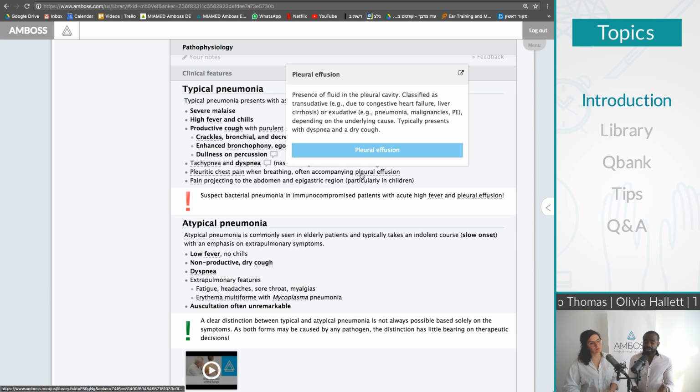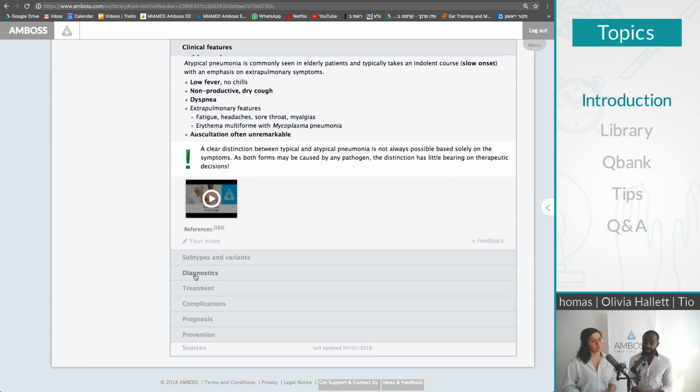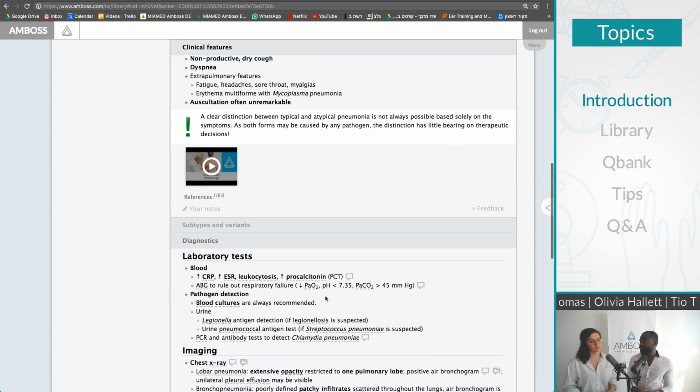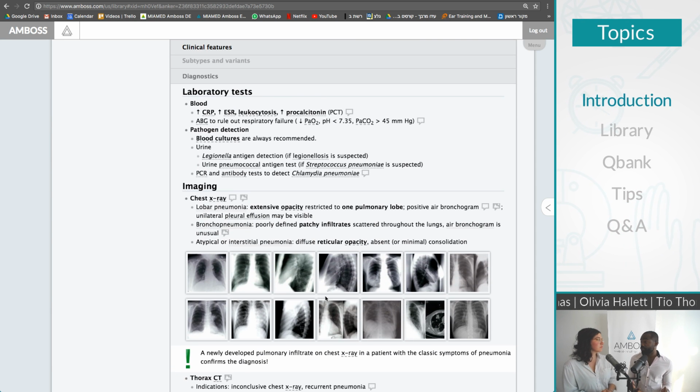But as we go further down, what we really want to look at is the section on diagnostics, because this is the question that you are going to think about. What are all the things that you want to order for your patient so you can better assess what's going on with them? This is the nice thing about the way that Amboss is laid out: it gives you the information and allows you to do a variety of stages of your thinking.